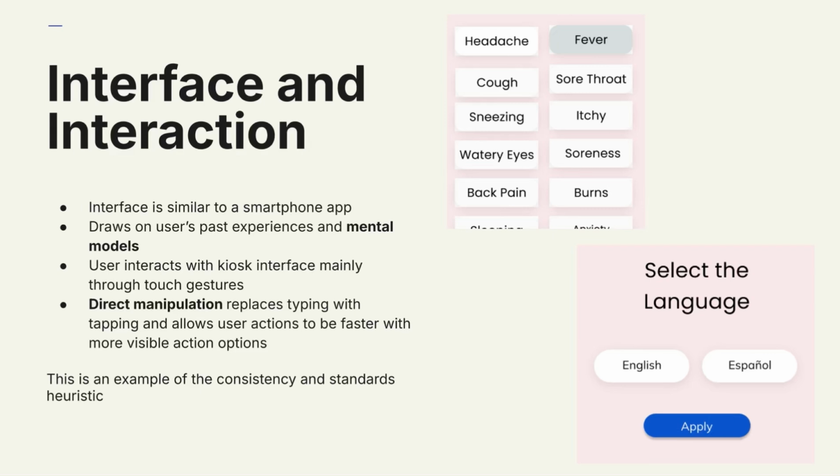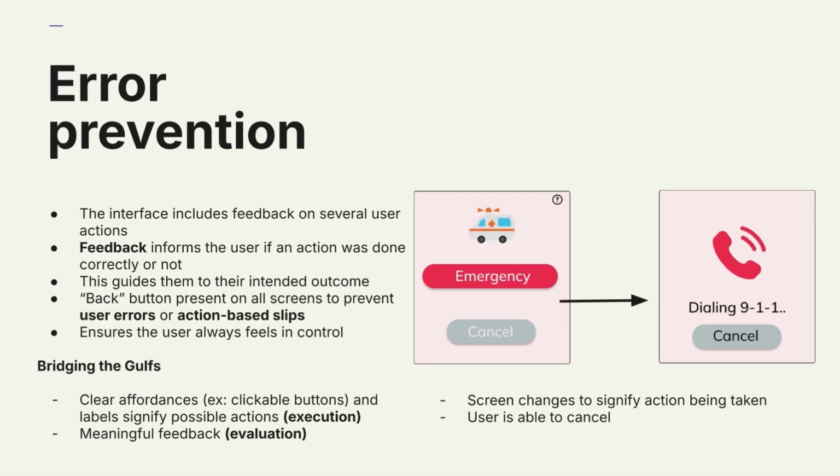The interface also complies with the consistency and standards heuristic, as it draws upon the user's previous experiences with other products. Maintaining this consistency with other products also lessens the cognitive load on the user. Error prevention. The interface includes feedback on several user actions. Feedback informs the user if an action was done correctly or not, and this helps guide the user towards their intended outcome.